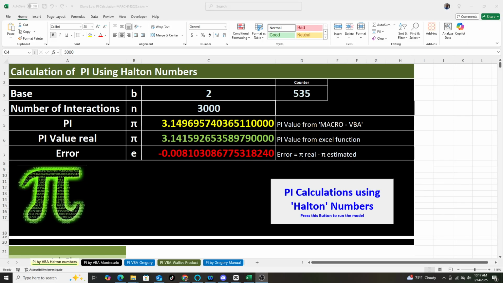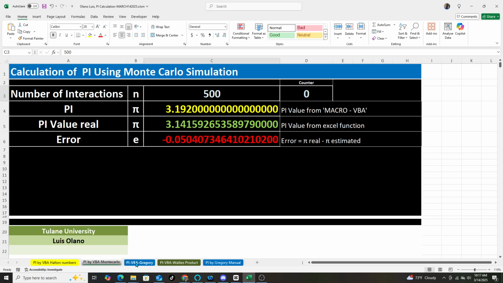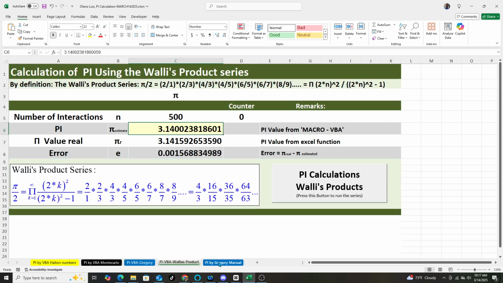Today is the Pi Day calculation. March 14, 2025. I have here in this spreadsheet different ways to calculate pi that I can share with you if you want.